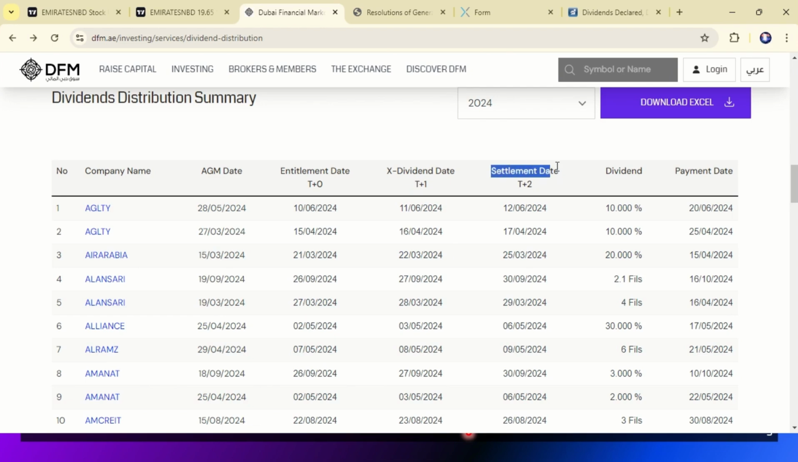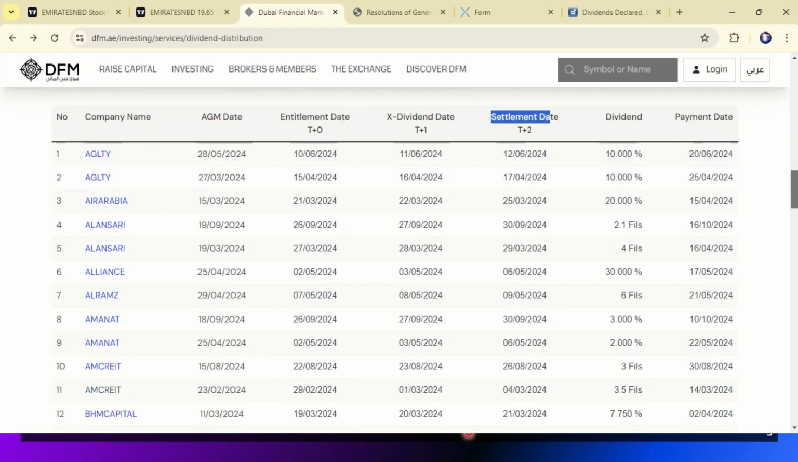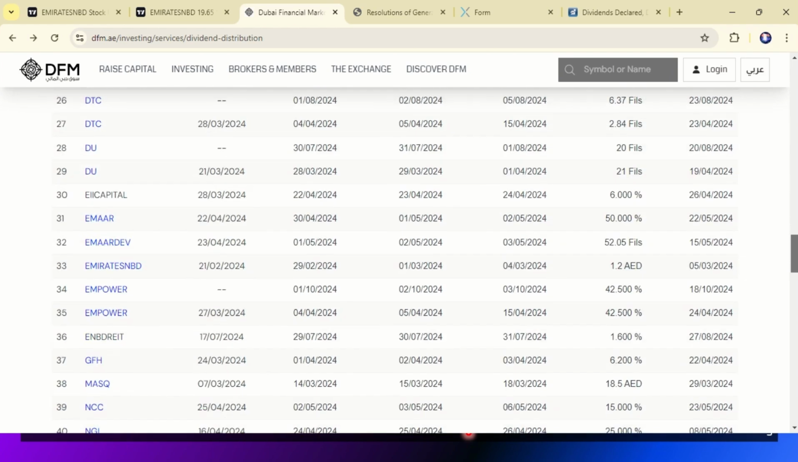And from here it's mentioned for settlement date. Settlement date from the dividend point of view under DFM is the record date. And this one is the percentage of dividend, and payment date is the date you will get the payment of the dividend. Normally for the example we will look at Emirates NBD, right? So for Emirates NBD, this is the AGM date, this will be the last purchase date, that is the entitlement date, this will be the record date, and this will be the ex-dividend date. We can look at this one.